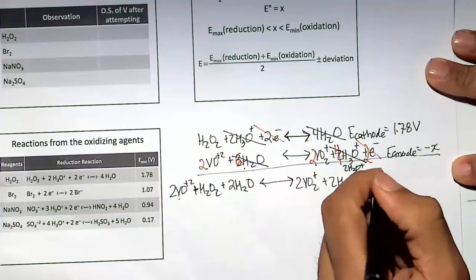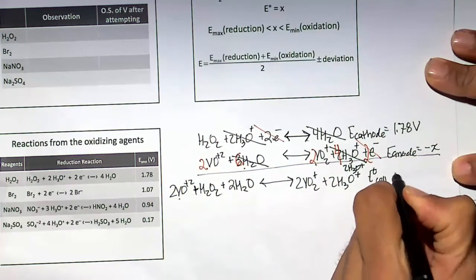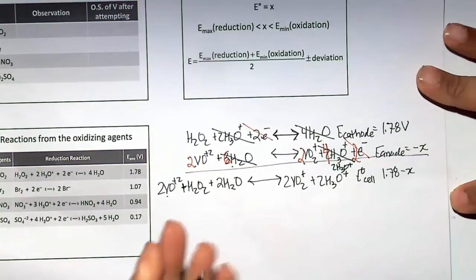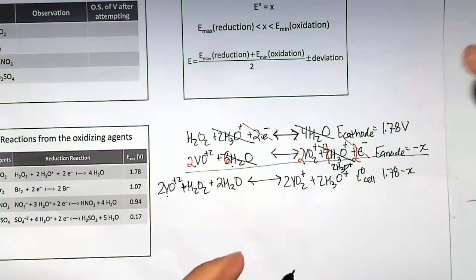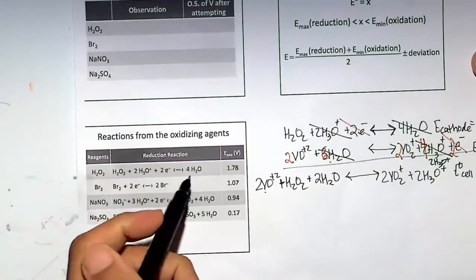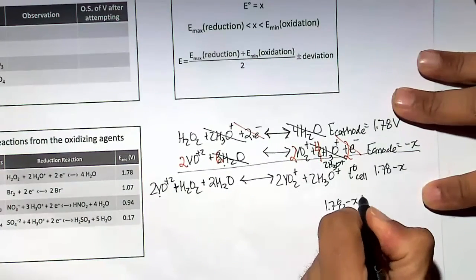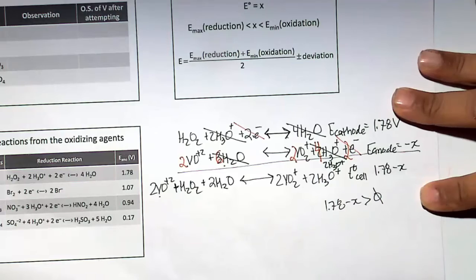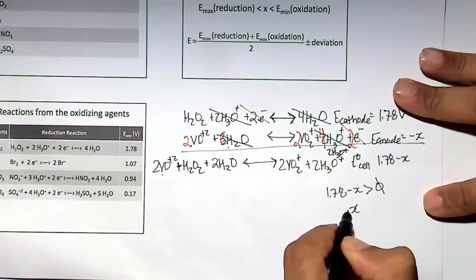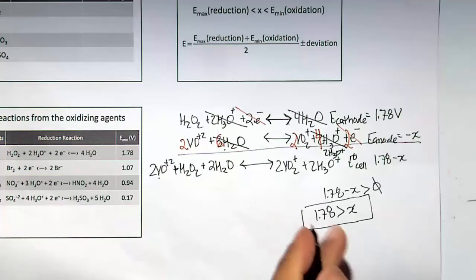I add the 2 half reactions. We add the 2 to get the E cell. So the E cell here is going to be 1.78 minus X. Since this reaction went forward and we got the successful oxidation coupled with the reduction of hydrogen peroxide to water, the 1.78 minus X must be greater than 0. Okay, so with that, we will have X, and there we have it. We do have our limits now.